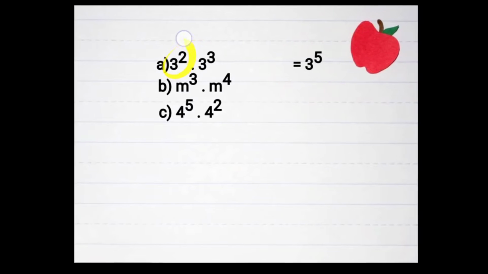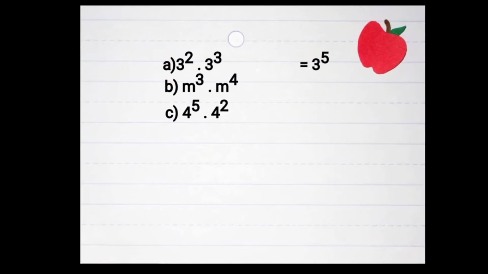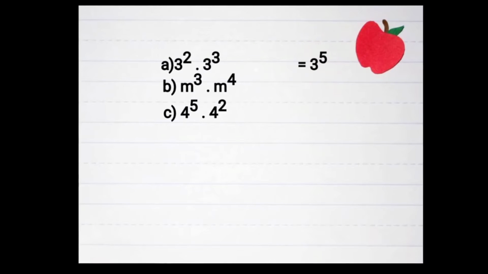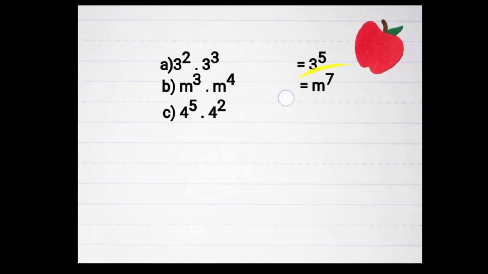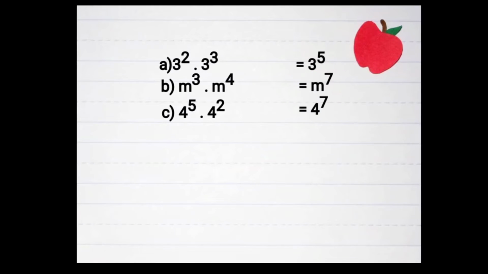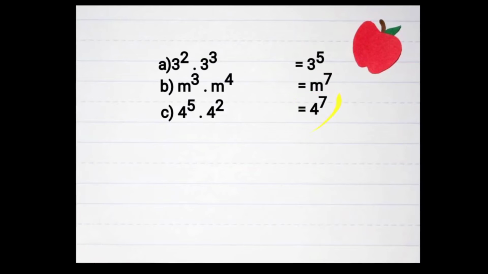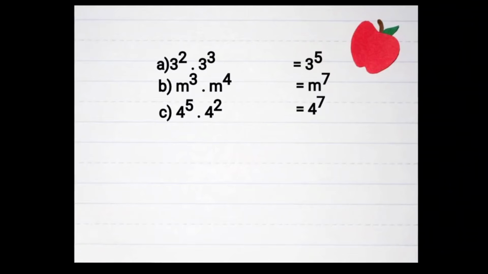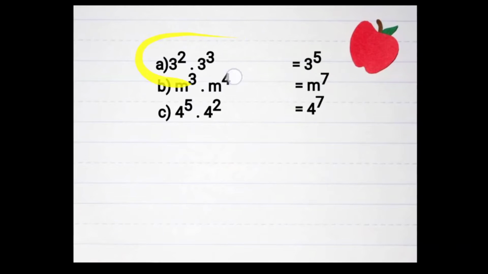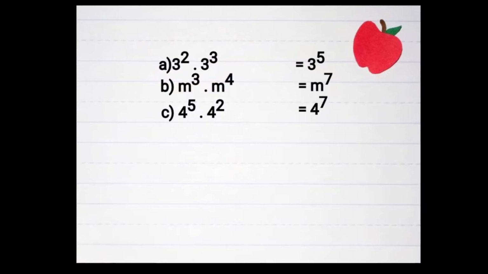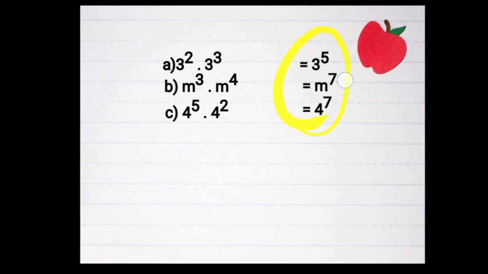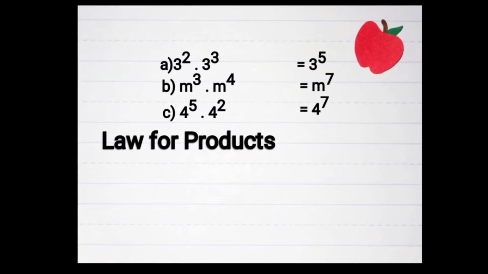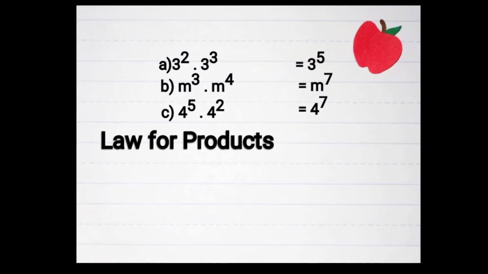Okay, as you can see, what happened to 3 squared and 3 cubed? So it will become 3 to the 5th power. Next, we have m to the 7th power. Then letter C is 4 to the 7th power. As you can see, there is something in the expression for us to have these answers. Okay, so now let's talk about the first law, which is the law for products.